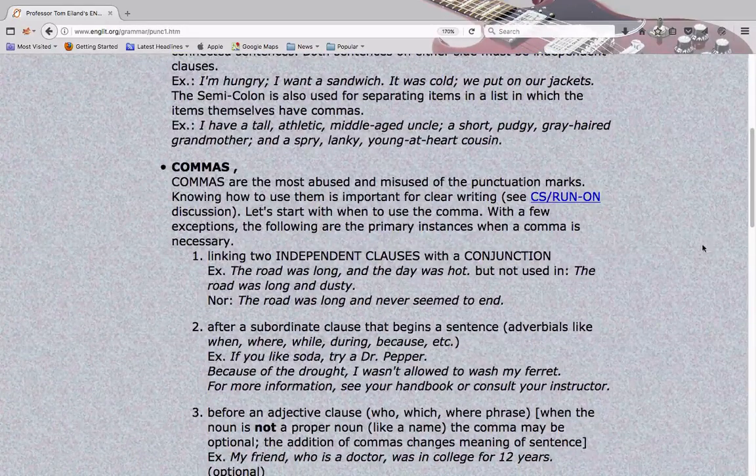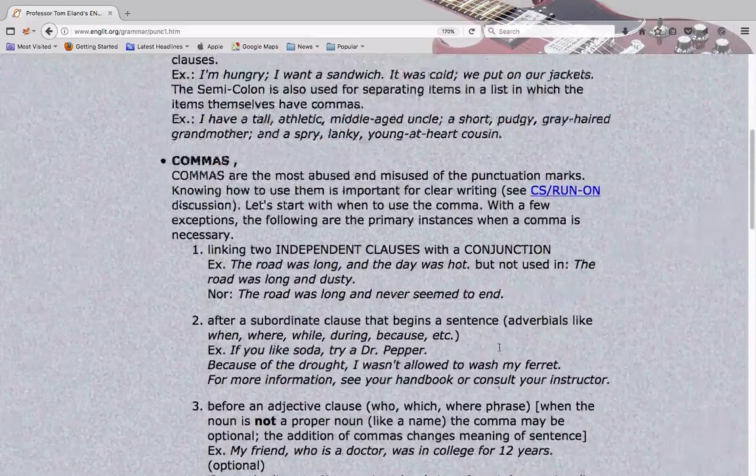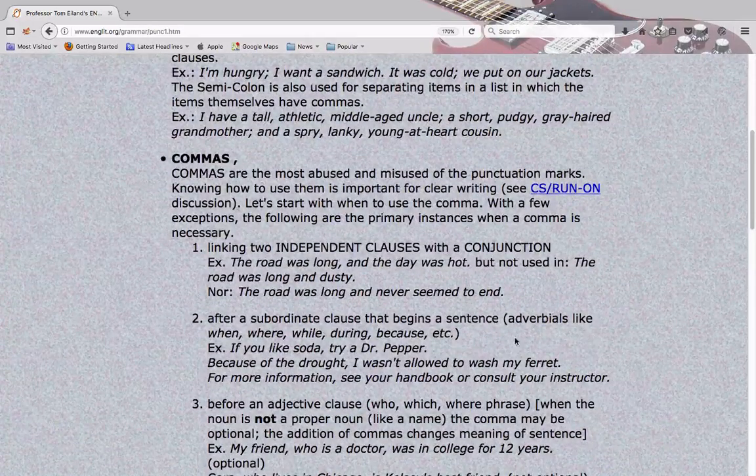Commas are the most abused and misused of the punctuation marks. In fact, I just said that right there. It's very important that you understand how commas are used, and for most people, they need to understand when to have a reason to use them and to otherwise leave them out. The main uses of commas are this fairly long list, and I'll get to a really brief discussion of what commas are about right now.